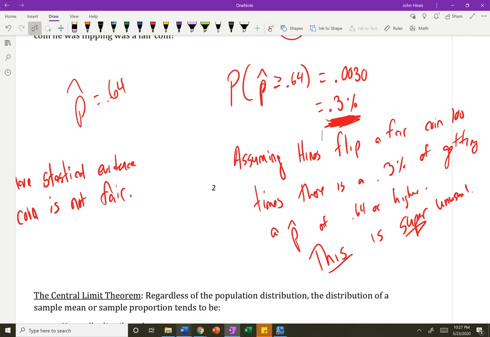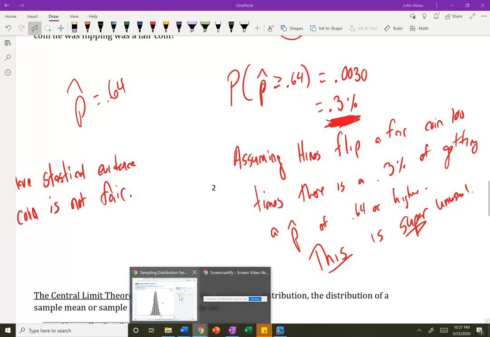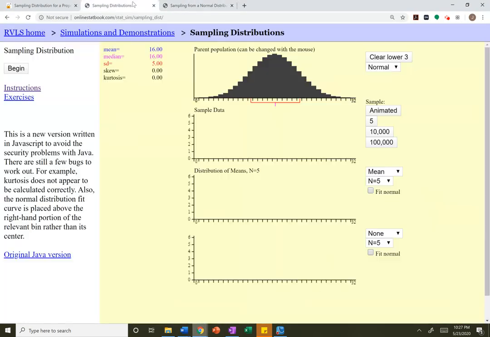So that was for a sample proportion. Let's see what happens when we play around with sample means. So again, just watch. This is a lot of watching in this video and not a lot of taking notes. So here's the parent population. It's got a mean of 16 and a standard deviation of 5. And sample means work the same way. I'm going to take a sample, let's say of 10 people. I'm going to sample 10 people from this parent population, and then I'm going to find the mean.